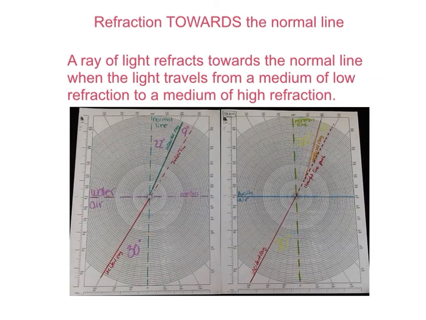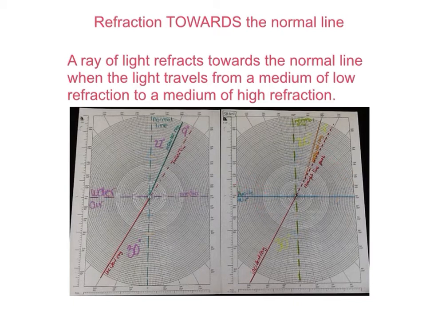Refraction towards the normal line. A ray of light refracts towards the normal line when the light travels from a medium with a lower index of refraction to a medium with a higher index of refraction. So when the normal line goes down like this and the media boundary is from air to water, air has a slightly lower index of refraction than water, so the incident ray went up like this and then refracted into this teal line here, which is only 22 degrees away from the normal line as opposed to 31 degrees away for the incident ray.